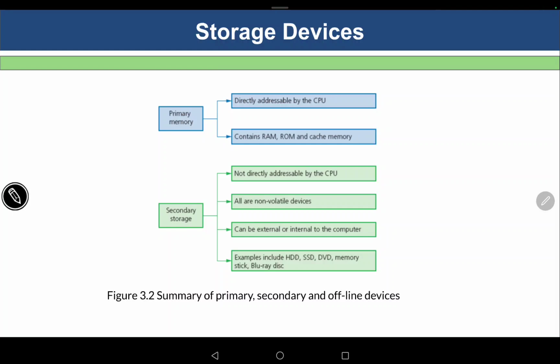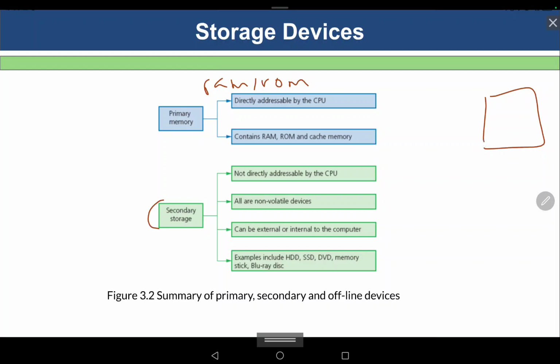Now let's look at a summary of the difference between primary and secondary storage. Primary storage includes storage like RAM and ROM, and this storage is directly addressable by the CPU, meaning that when the system is performing an operation and it needs to obtain data, it just goes straight to the storage to obtain the data. But secondary storage is not directly addressable.